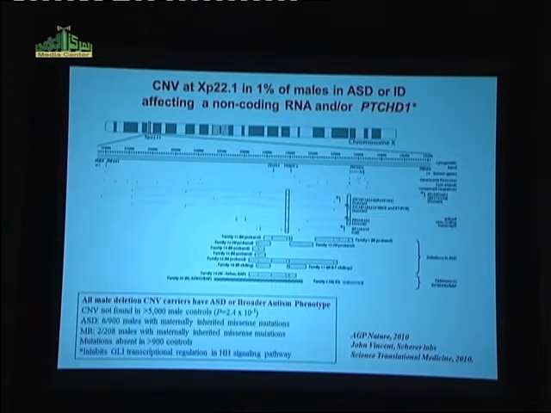It's difficult to see this, but I'll just quickly show that there's a 3-exon protein coding gene called PTCHD1 that encodes a protein involved in GLI transcriptional regulation of the hedgehog signaling pathway. So we found mutations in the protein coding gene, but also there are deletions upstream in a non-coding RNA that we think is involved in regulating this protein coding gene.